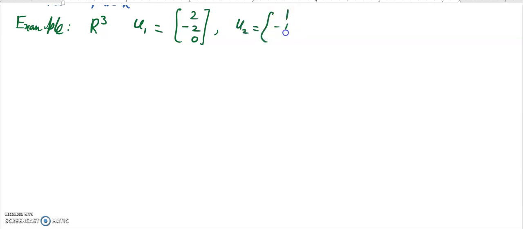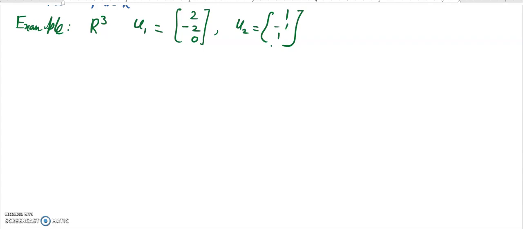Determine if the following vectors span R3. So we need to determine if the following vectors are u1, which is 2, minus 2, 0, and then u2 is 1, minus 1 and 1.